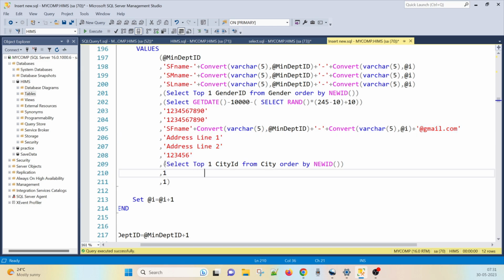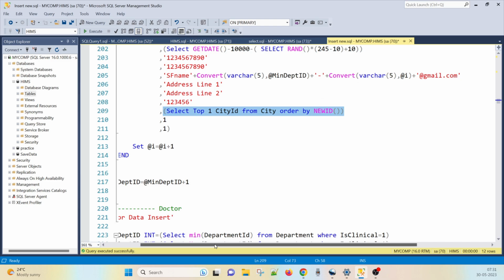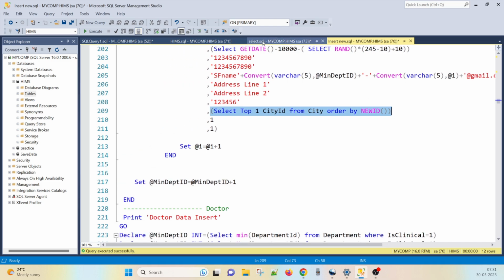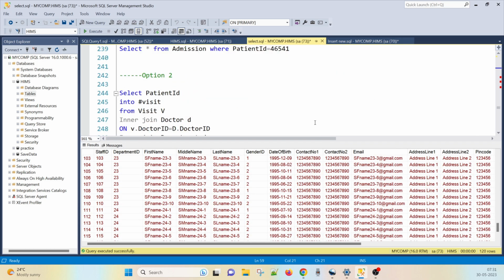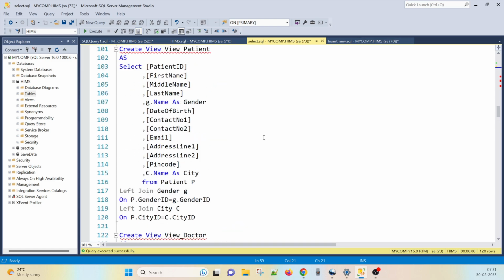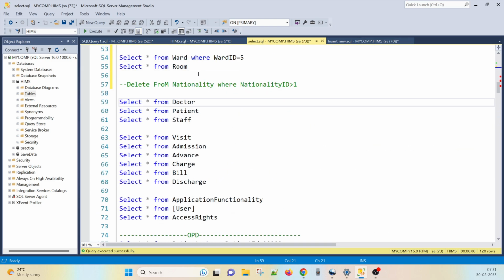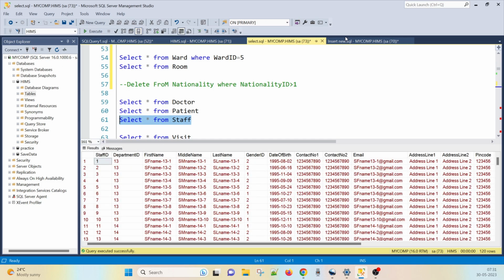And yes, there is a city column, means there are 5 cities in it, and I randomly pick the top 1 city from the city table ordered by new ID. So that is the explanation of how that data is inserted into the staff table. Correct? Yes, we are here, select star from staff. We will get 120 records from this table.